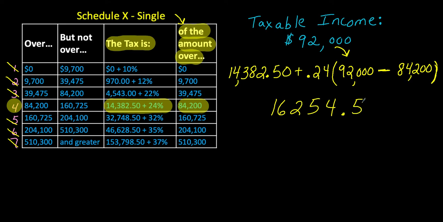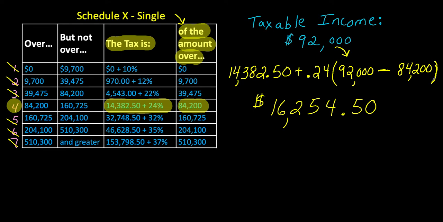I'm going to put a 0 at the end of the 5 because that's really 50 cents, and that's how much tax I owe. So if my taxable income is $92,000, I owe at the end of the year $16,254.50. Now, this part here, if you have a fancy calculator like I do, make sure you use the parentheses.